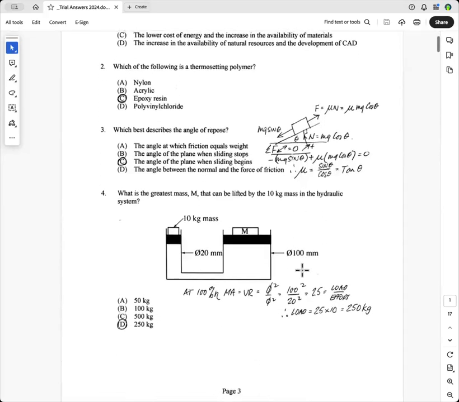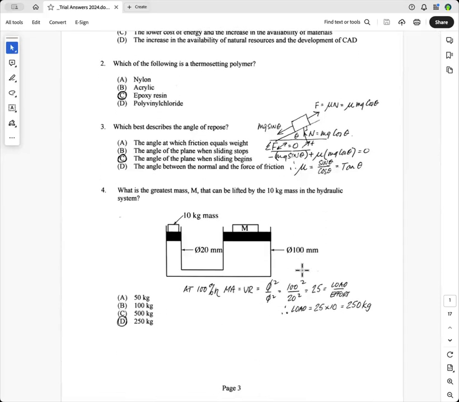Question 4, what's the greatest mass that can be lifted by the 10 kilogram mass in the hydraulic system? So you've got a 10 kilogram mass at the effort here, and this is the load here. So at 100% efficiency, if the question doesn't say what the efficiency is, you always assume it to be 100%. Mechanical advantage equals velocity ratio, and velocity ratio of a hydraulic system is the large diameter, the output diameter squared over the input diameter squared. And you remember that by big phi floats on little phi.